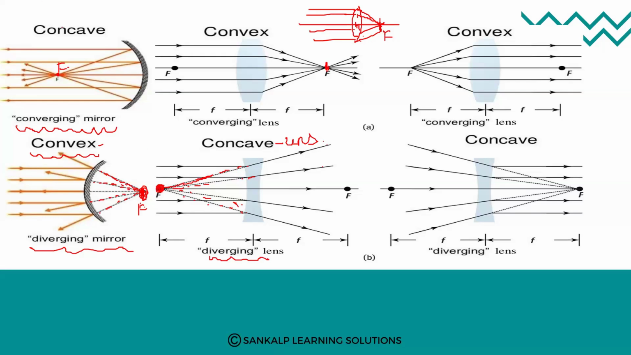Exactly opposite. Concave mirror is called a converging mirror. Concave lens is called a diverging lens. Convex mirror is called a diverging mirror and convex lens is called a converging lens. Remember, this is very, very, very important.